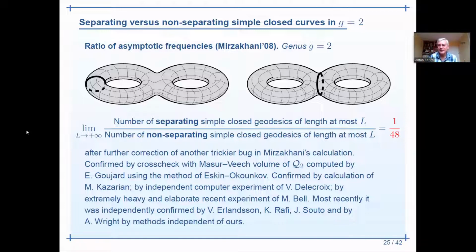So you take all possible closed geodesics and 1/49 part of these geodesics is separating and 48/49 portion is non-separating. Yes. Okay. So if you want an interpretation as probability, then the numbers would be like this. Yes.